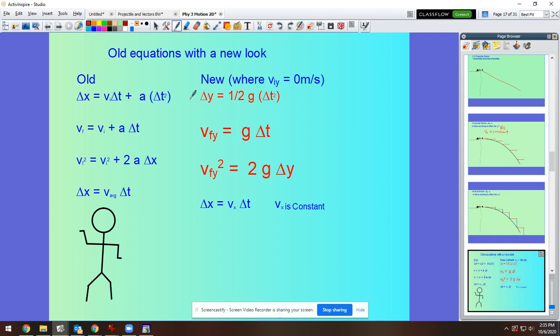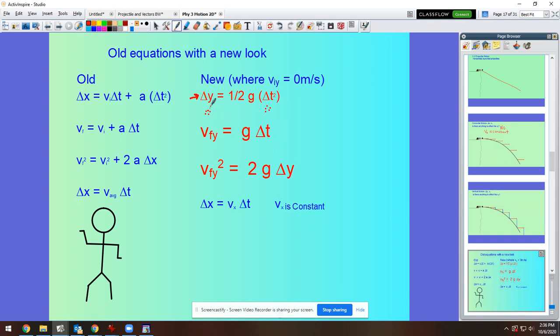Focus on this one right here. This is one of our favorites. Delta y is our height. How far will my cannonball have gone in a certain time? In a certain amount of time, how far will my cannonball go?